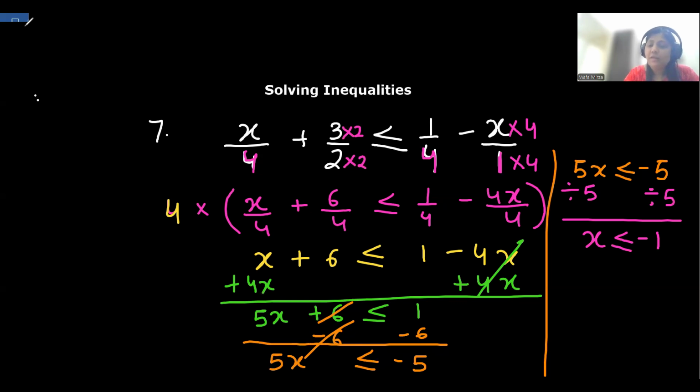Right? So if I show my answer on the number line, I will just use negative 1 here. Since it is equal to negative 1, I will use a dark circle. Since it is less than negative 1, I will move towards the left side. If I want to show the same answer in bracket form, it will be minus infinity up to minus 1. Since it is a dark circle, square bracket.